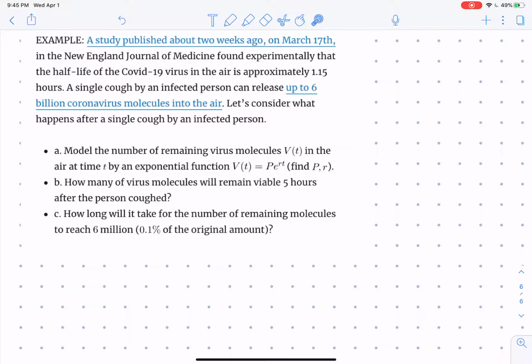Okay. And the situation we're looking at is there's someone out on the street and they have coughed into the air. Now, to consider the information that we're given, the fact that they cough 6 billion coronavirus molecules into the air initially tells you what the population of these virus molecules is in the air at time equals 0. So at time equals 0, V, the number of virus molecules, is equal to 6 billion.